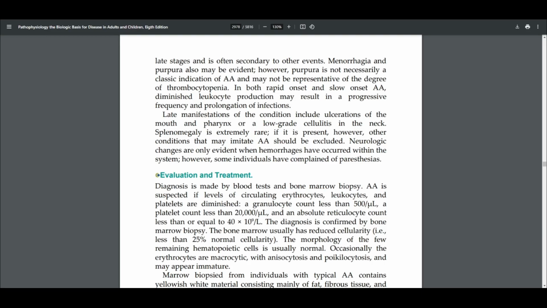the thrombocytopenia. In both rapid onset and slow onset AA, diminished leukocyte production may result in a progressive frequency and prolongation of infections. Late manifestations of the condition include ulcerations of the mouth and the pharynx, or low-grade cellulitis in the neck. Splenomegaly is extremely rare. If it is present, however, other conditions that may imitate AA should be excluded. Neurological changes are only evident when hemorrhages have occurred within the system. However, some individuals have complained of paresthesias.